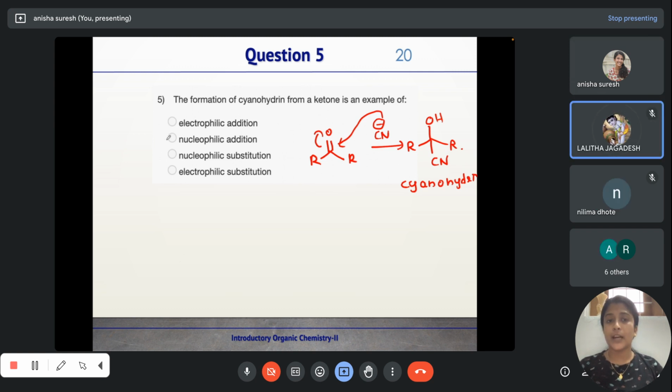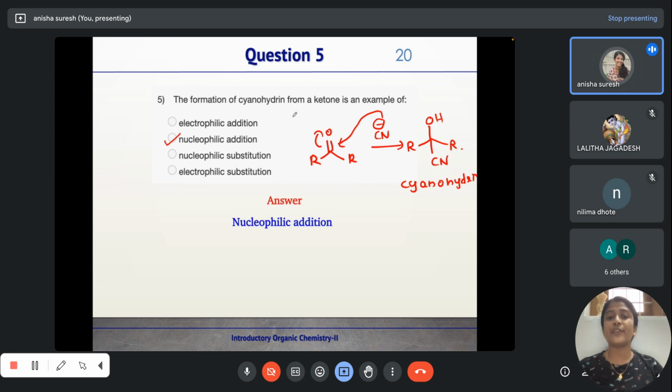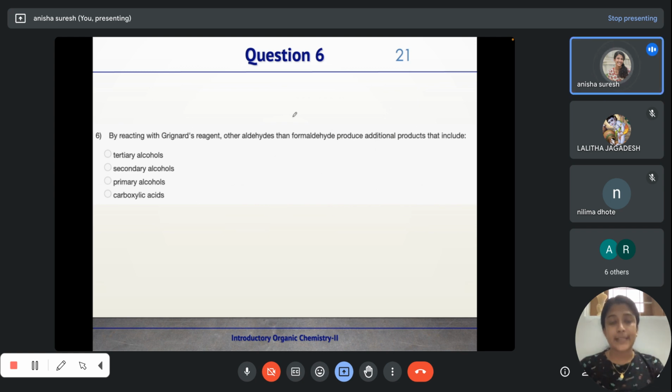Nucleophilic addition. Yeah, this is an example of nucleophilic addition because the cyanide, that is the nucleophile, is attacking this electrophile, and this is an addition. This CN minus is getting added to this ketone. So because of that, it is an example of a nucleophilic addition reaction. This is clear for everyone? Yes, ma'am. Okay. Now coming to question number 6.